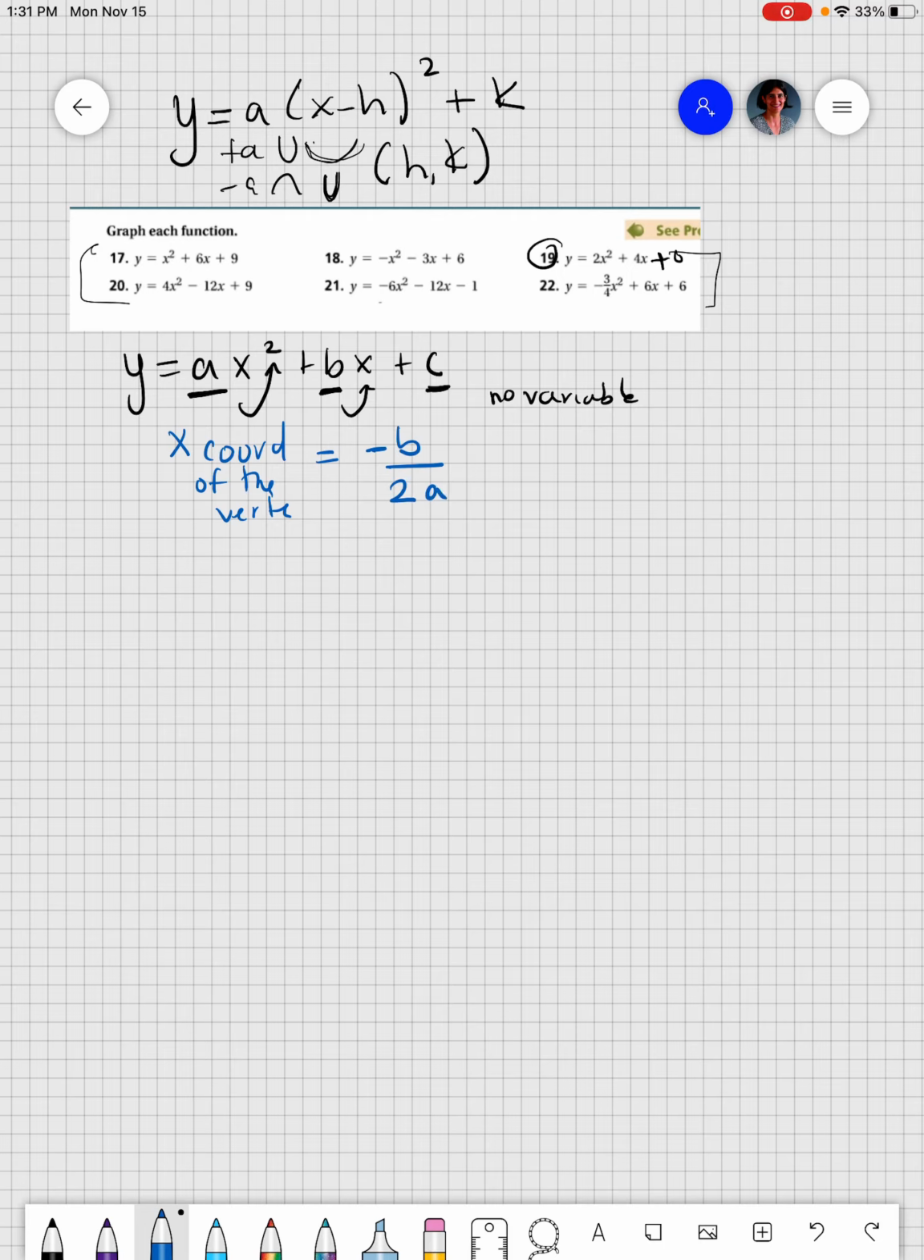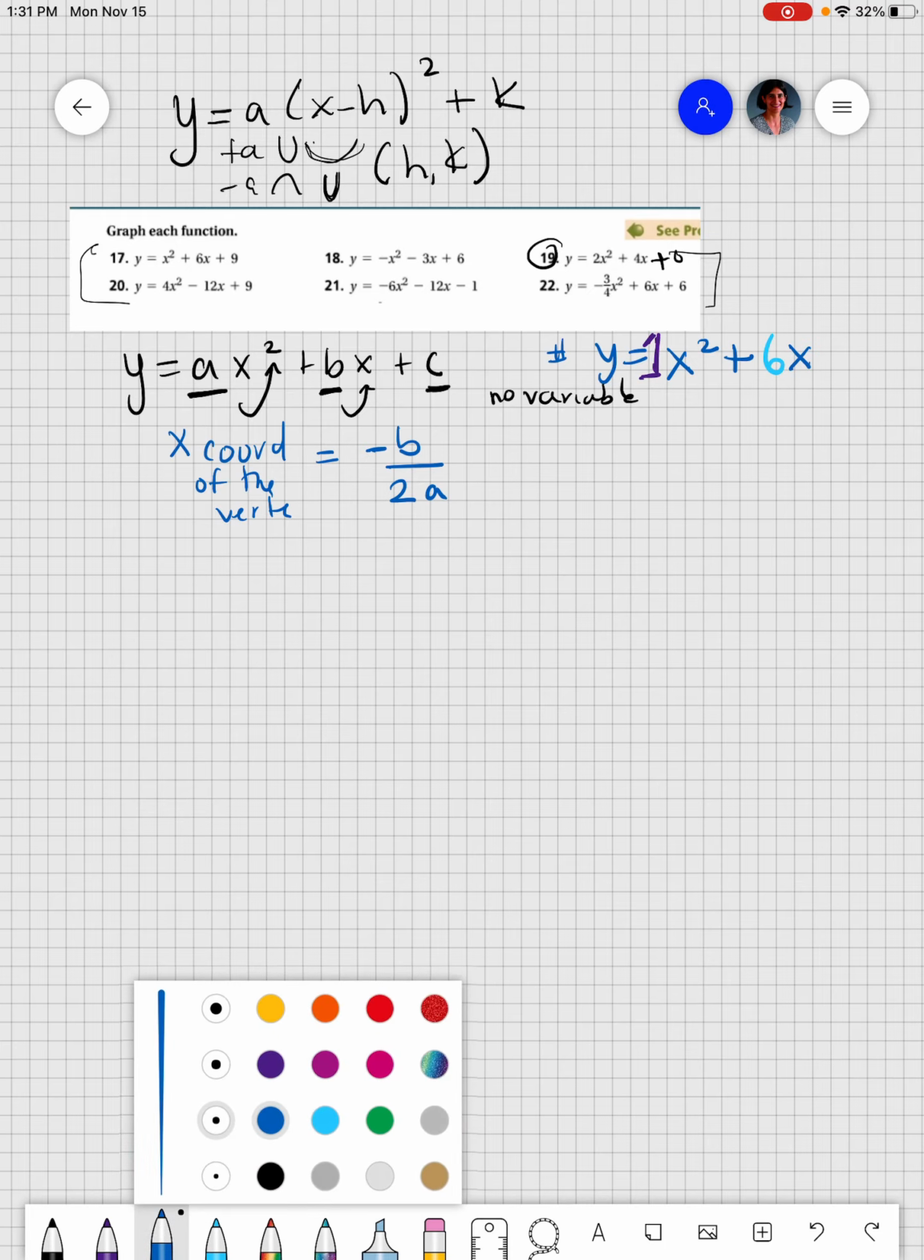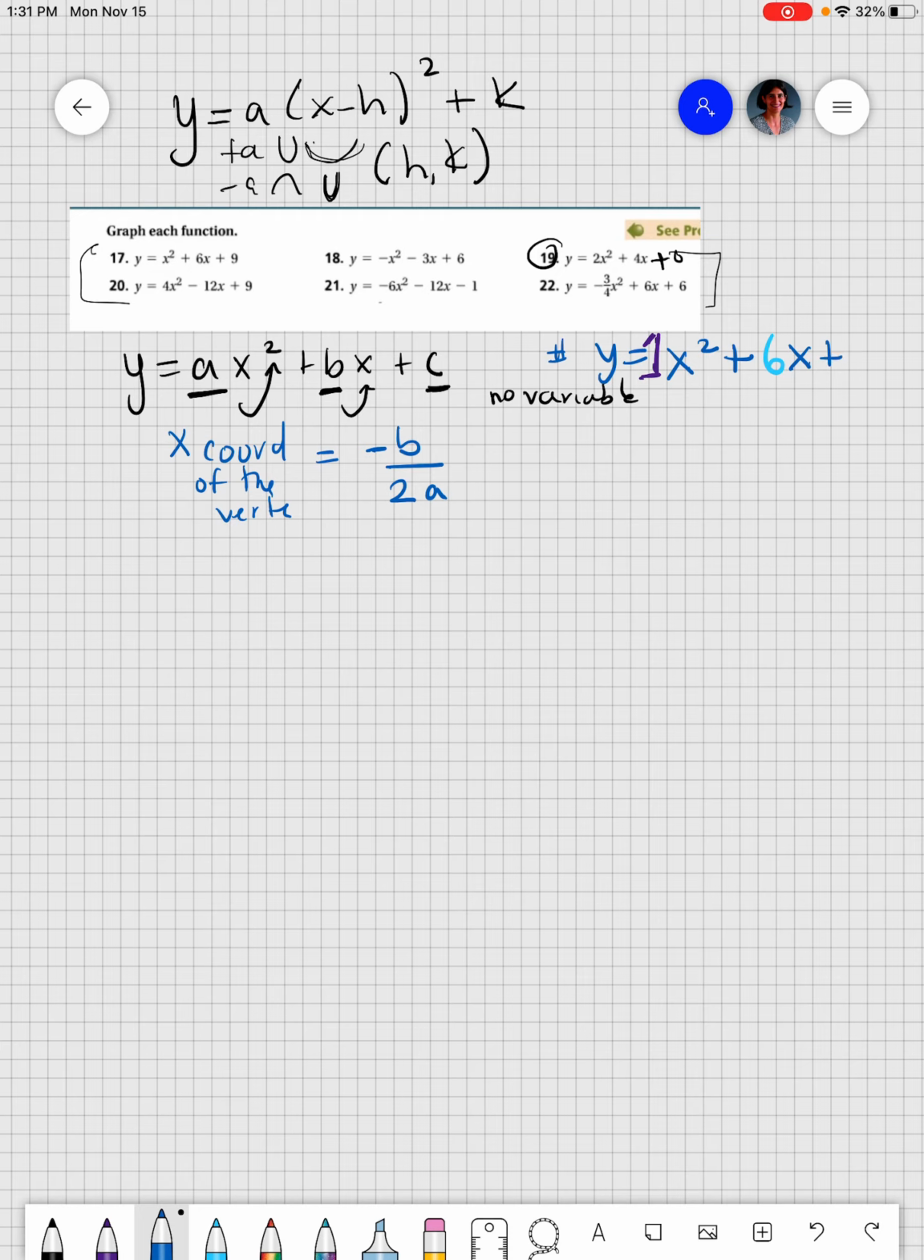All right, so let's take number 17 here. Number 17 says y equals x squared, and because there's no number in front of it, the only thing that can go in front of something and not change it is a 1. So we put this 1 here, and then plus, let's pick a color for b, we'll have b be here, 6x, and then plus c. Let's give c a different color, c can be black here. That's what I have up here. So here's our a, here's our b, and here's our c.